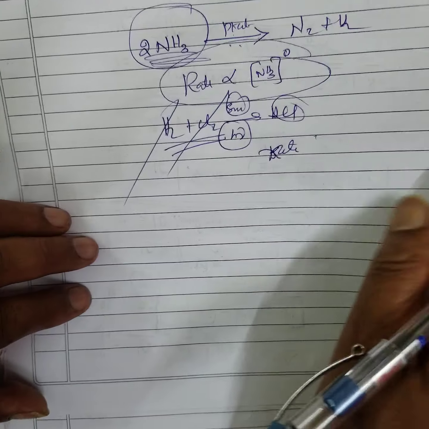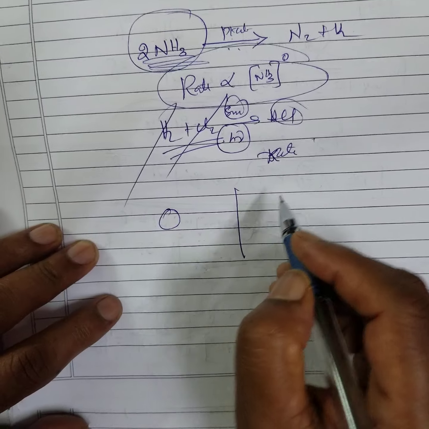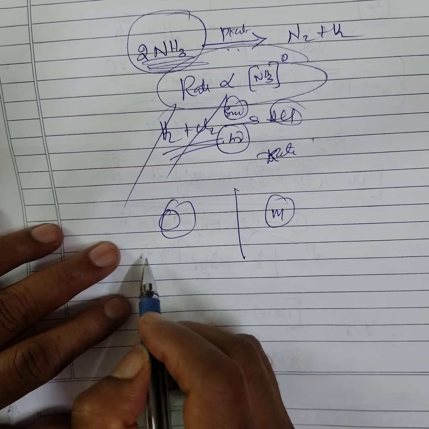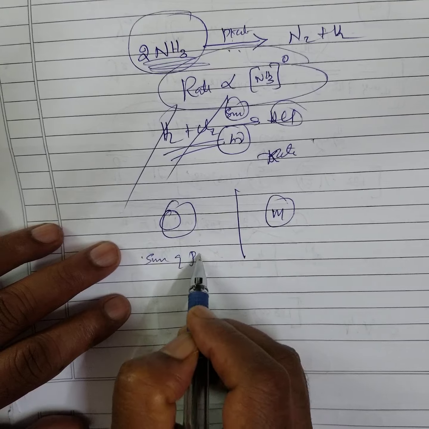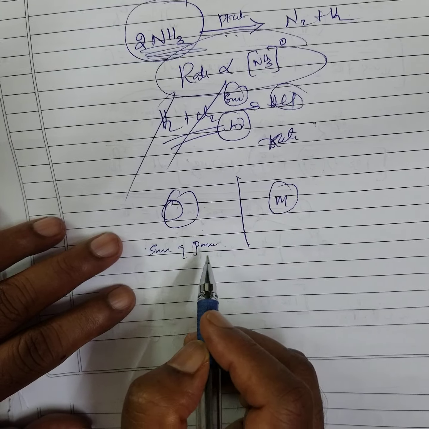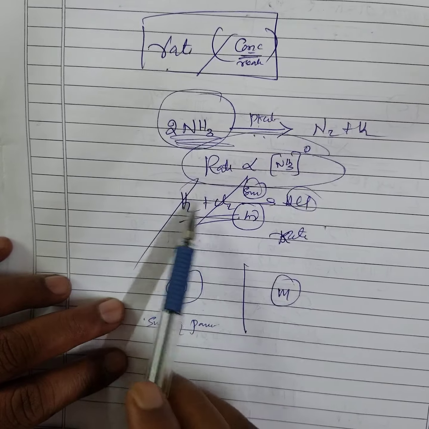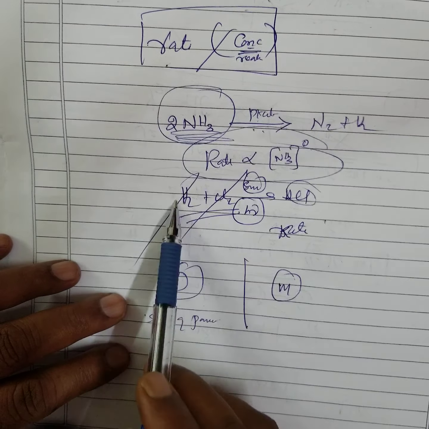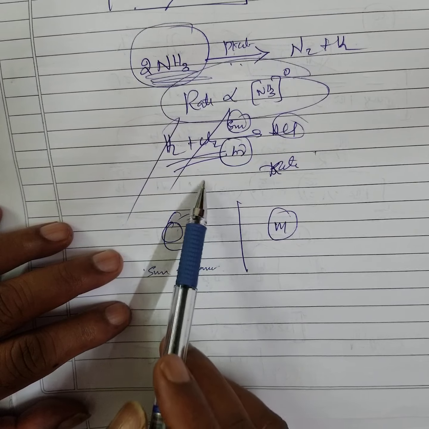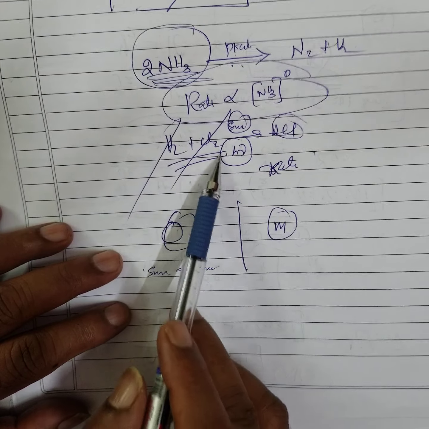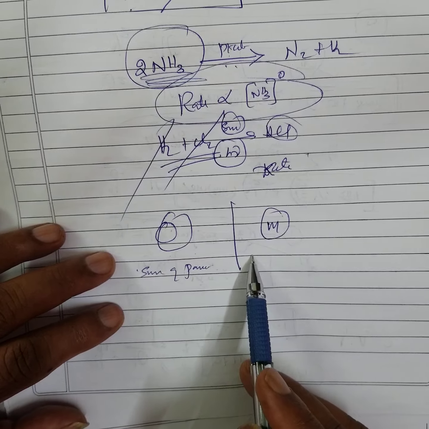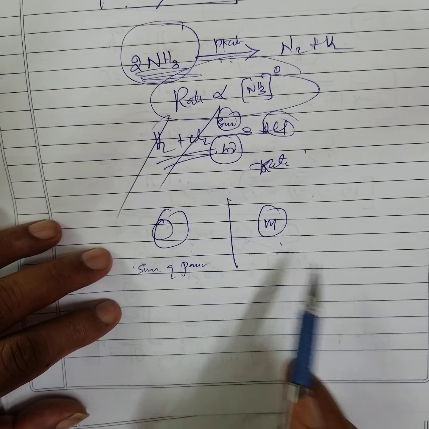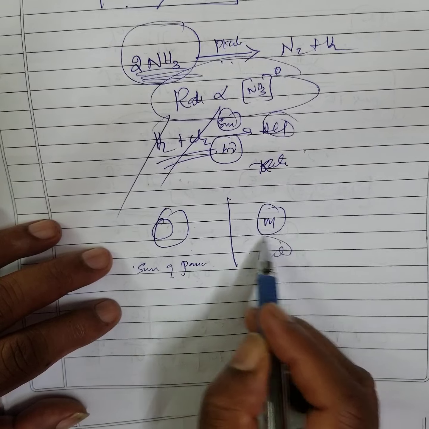Therefore, you have to give the difference between order and molecularity. Order is the sum of the powers of the reacting species which are involved in the rate of the reaction. This should be experimentally determined. Molecularity is the number of reacting species involved in a balanced chemical reaction.